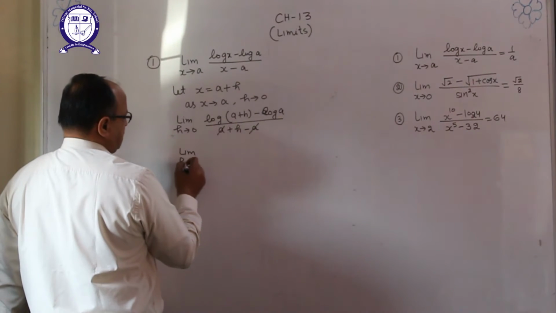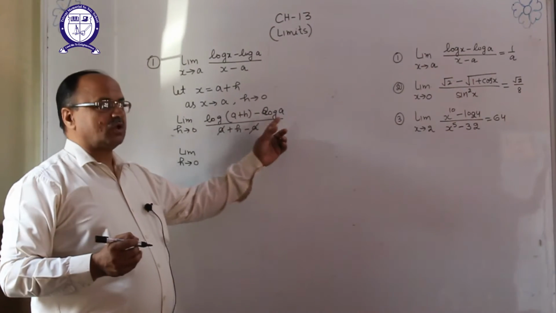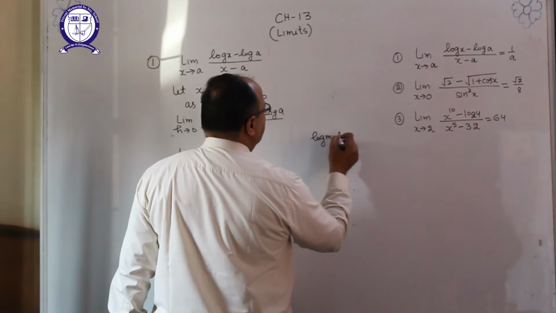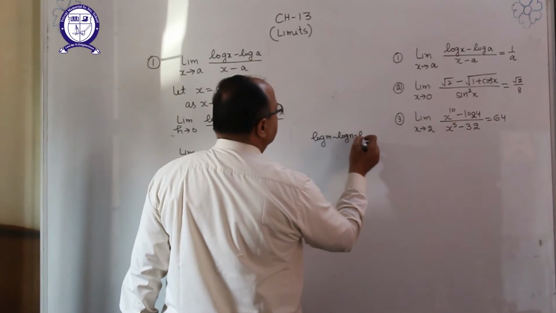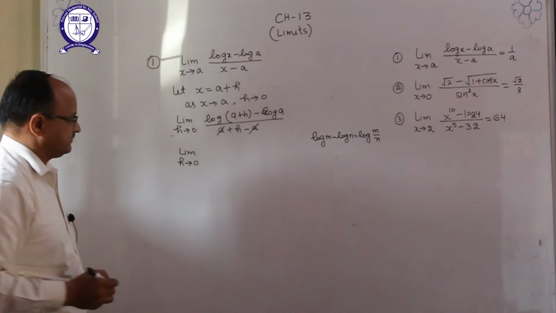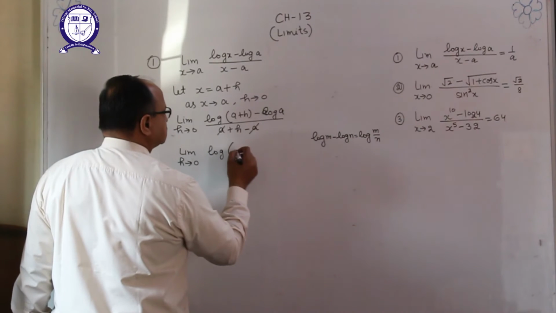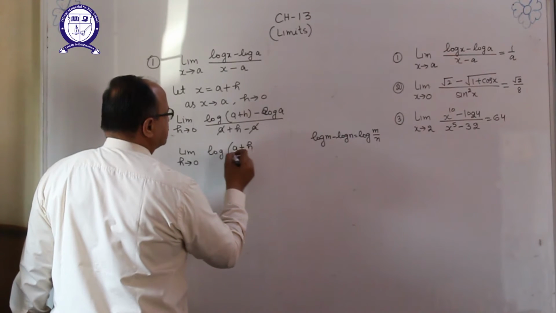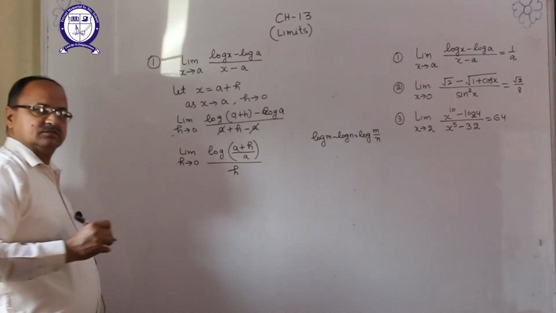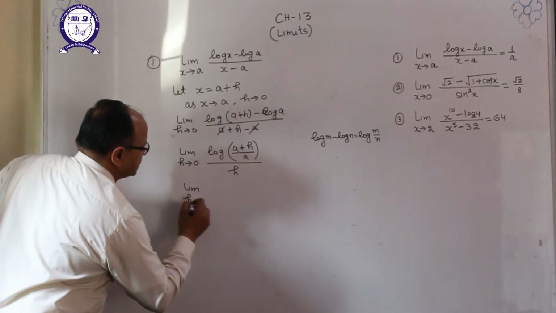Limit h approaches 0. Property: log m minus log n. This is the property of log m minus log n, you can say log m by n. Apply this property here: log of (a plus h) upon a, divided by h, limit h approaches 0.